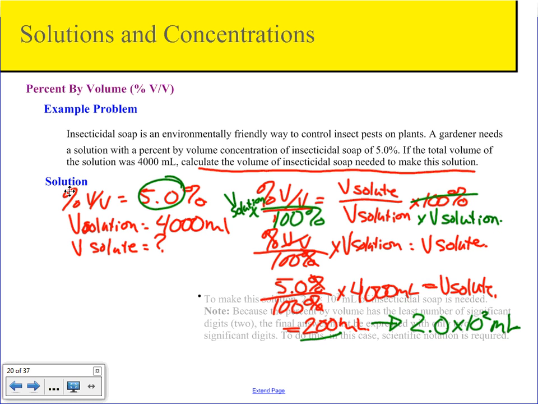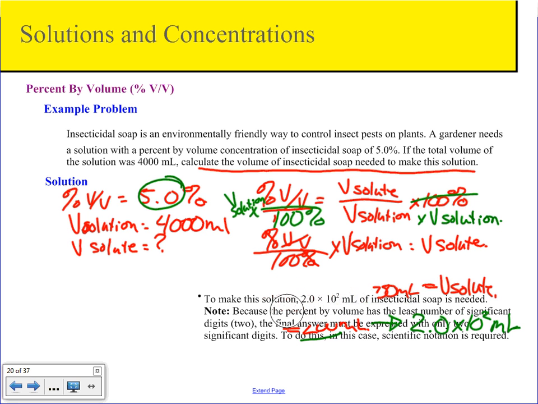Okay, and if I look here for my answer, unfortunately it's hard to see. I'll give this a little erase here. Alright. It says to make this solution, 2 times 10 to the positive 2 milliliters of insecticidal soap is needed. Now you need to note that because the percent by volume has at least 2 significant digits, the final answer must be expressed with only 2 significant digits. So to do this, in this case, scientific notation is what is required.